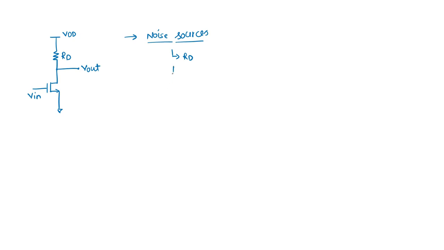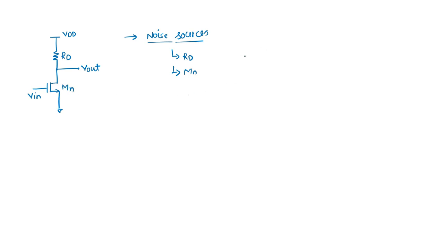Now the first circuit is this simple common source amplifier with resistive load. I want to calculate the noise contributed by each and every element and its effect on the output, then we will refer it to the input using the gain. So first we will see what the noise sources are here. There are two noise sources. RD itself is a noise source, and this Mn is your noise source.